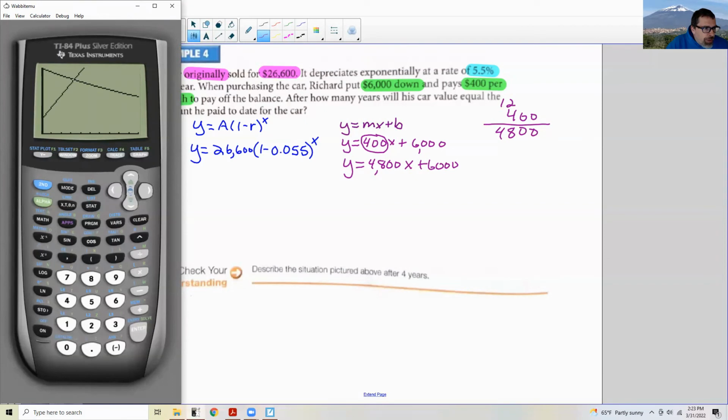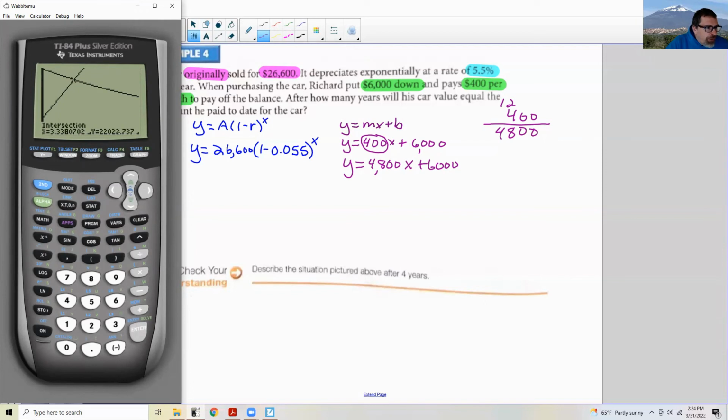We want to know where this crosses. This question was asking, when are they equal? When is the value of the car equal to how much he paid? So now I want to calculate, second, calculate, intersection number 5. Whoops, let me go back to graph. I hit that twice, I think. Second, calculate 5. Now it's asking first curve, the exponential one. Second curve, the linear, and hit guess. It should put the cursor there, and there it is.